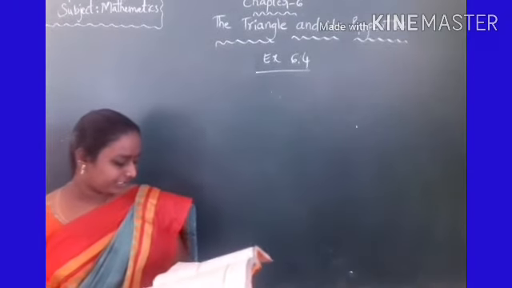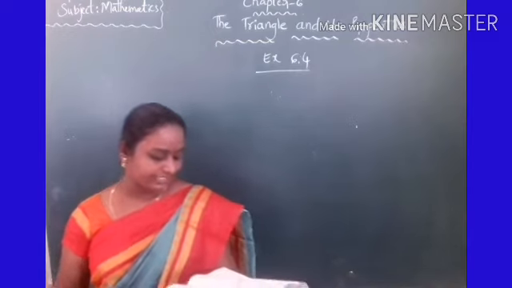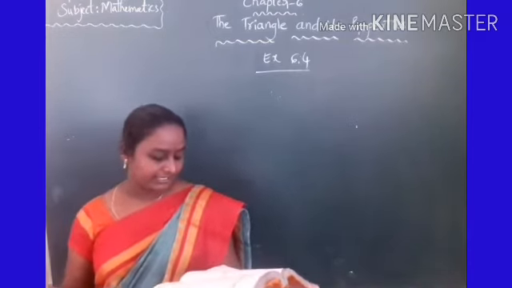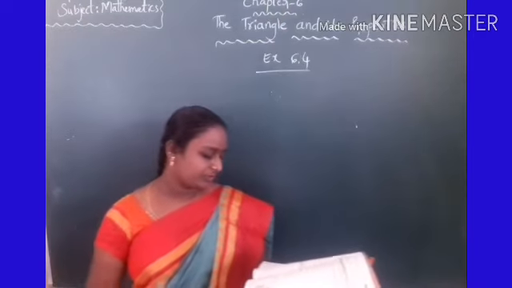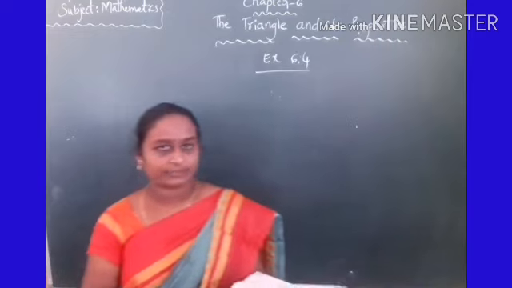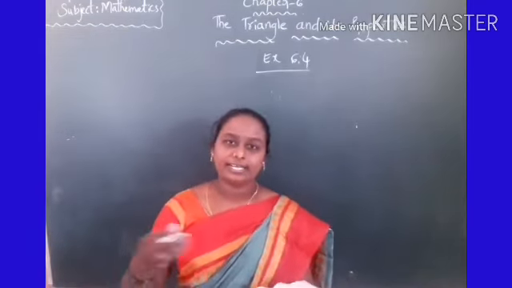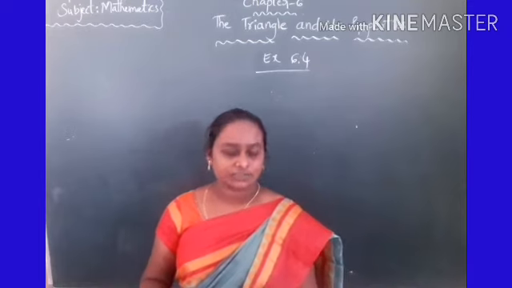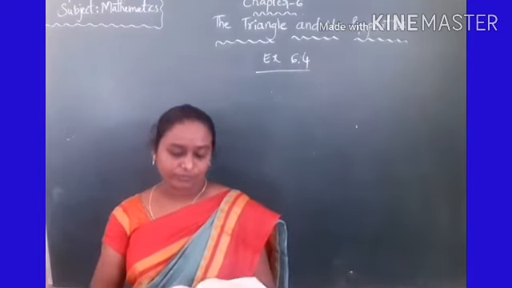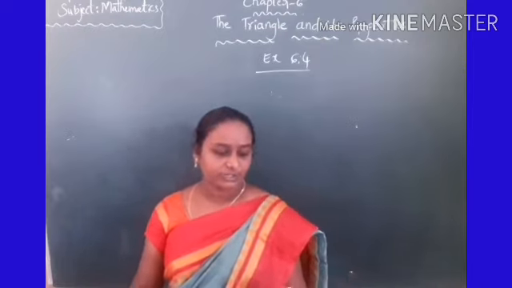Right children, next, fifth one. ABCD is a quadrilateral. AB plus BC plus CD plus DA is less than 2 of AC plus BD. Same as we solved in the previous problem, no? You have to show less than here. Here also four triangles form. So you have to do this one as homework.